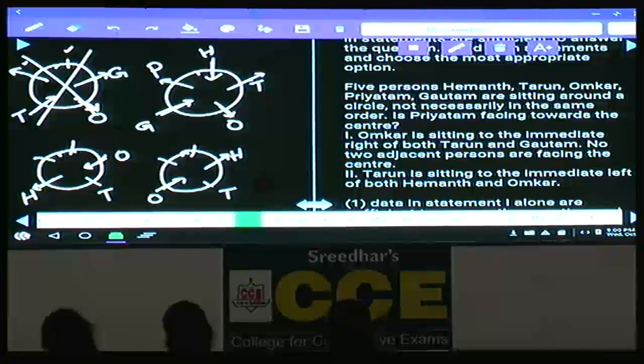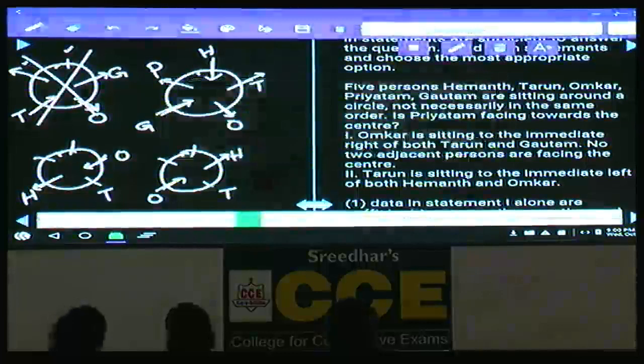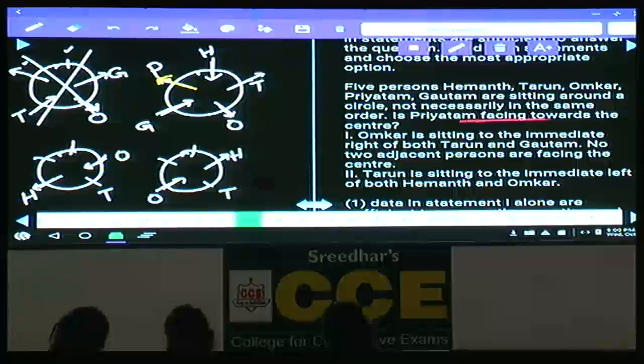Are you getting the answer or not? Only by combining these two can we determine the answer. What is the answer we are getting here? Preetham is facing away from the center. The question is, is Preetham facing towards the center? Is he facing the center? No. Preetham is not facing the center, that is the answer we got.